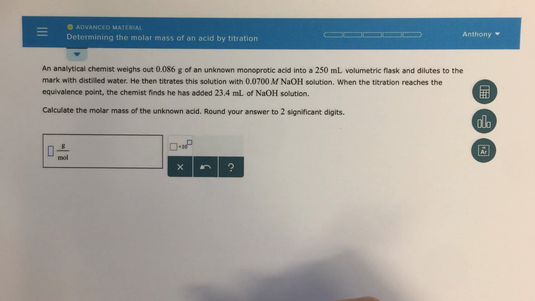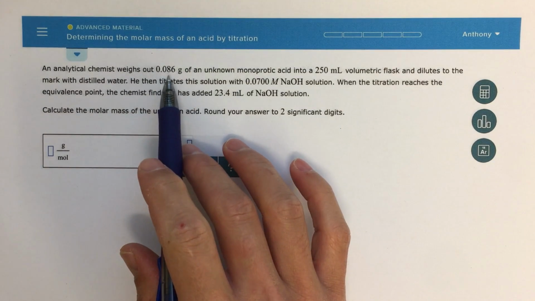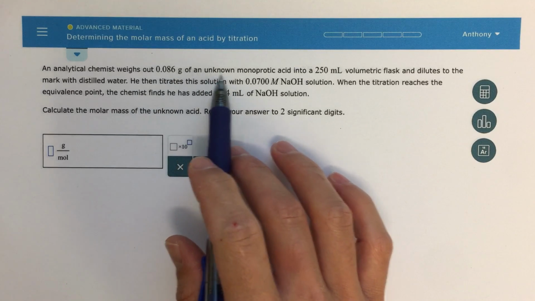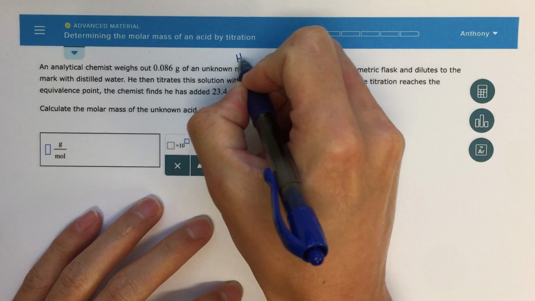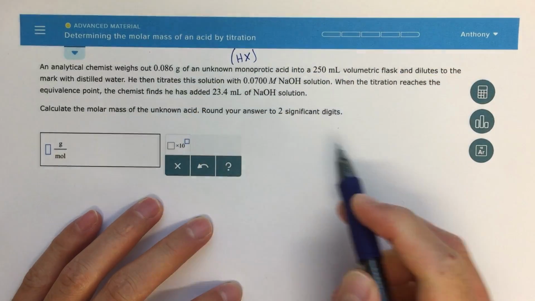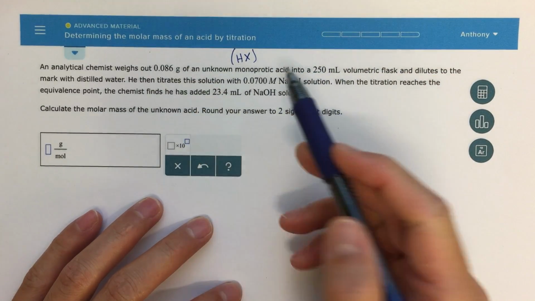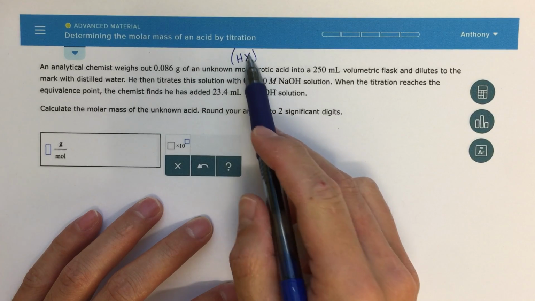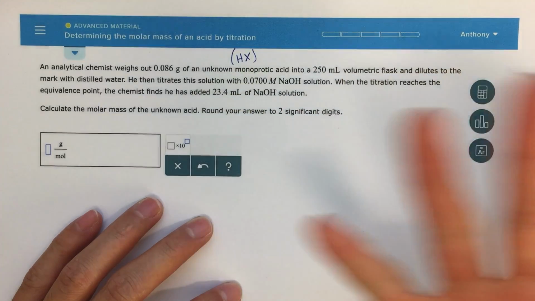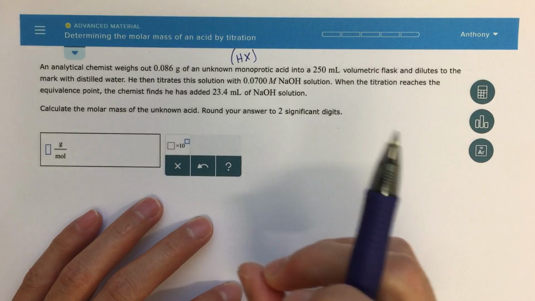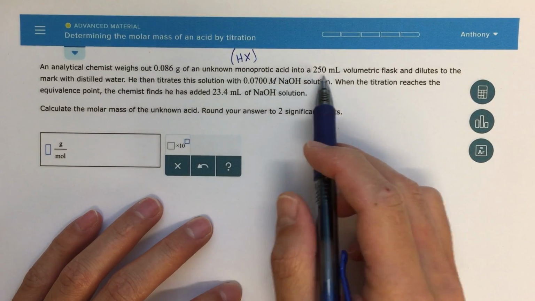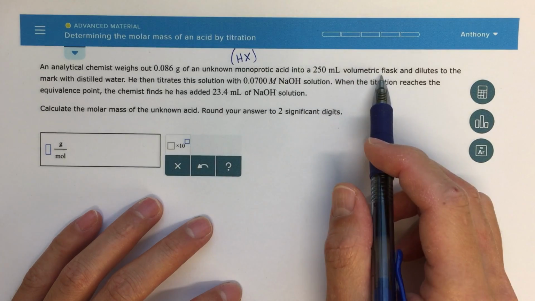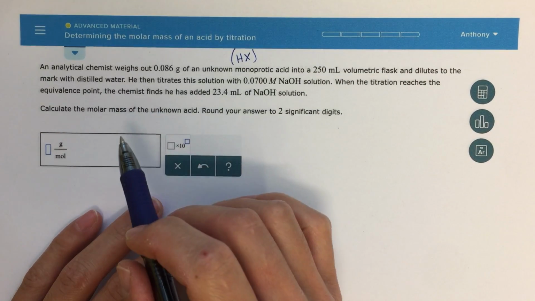So this first one tells us that we weigh out 0.086 grams of an unknown monoprotic acid. When I see an unknown monoprotic acid, I'm going to write HX. That indicates we've got an acid and we don't know what it is. The counter anion, we don't know what that is, but we know it's monoprotic. There's only one acidic hydrogen. It's placed into a 250 milliliter volumetric flask and diluted to the mark with distilled water.